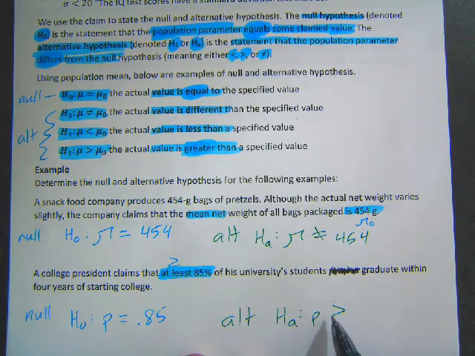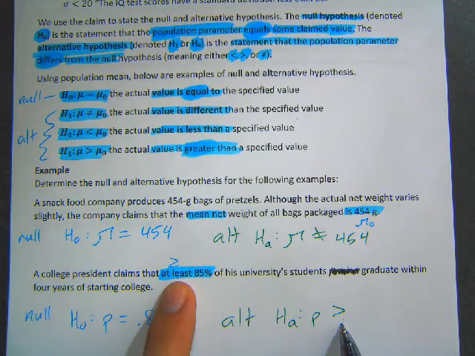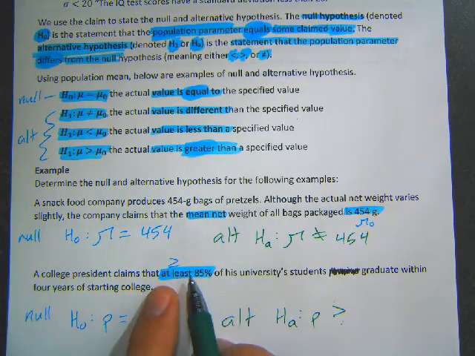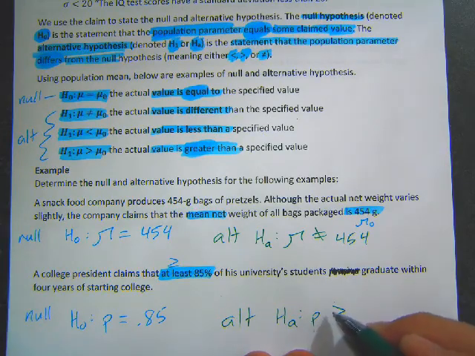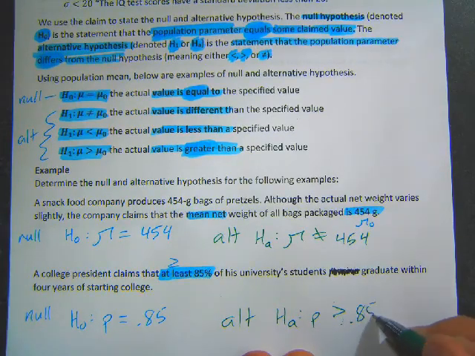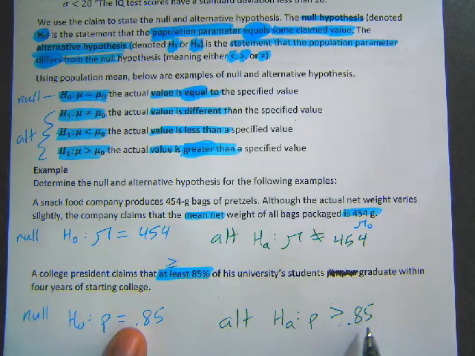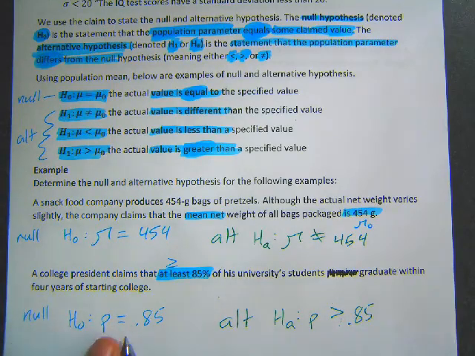But you should always make sure that the inequality for the alternative is driven by the statement. So when they talk about at least here, then okay, we use that to figure out this is greater than. So P is greater than 0.85. 0.85 in each case, right? We're still with P in each case. Just the null is a statement of equality. The alternative is a statement of not equal. In this case, bigger. It's more than 85.